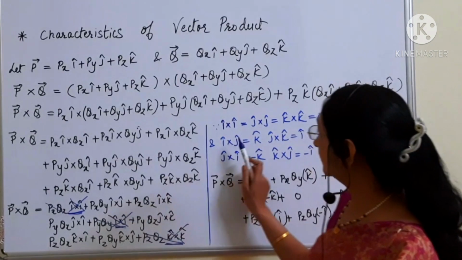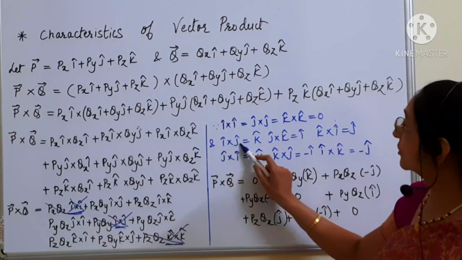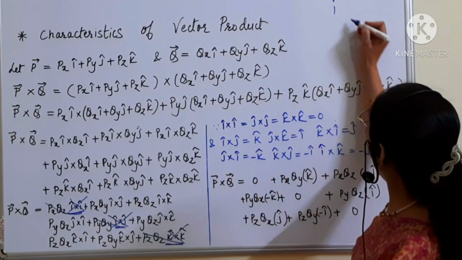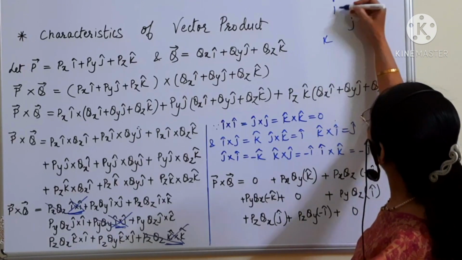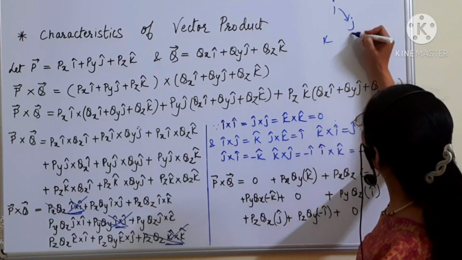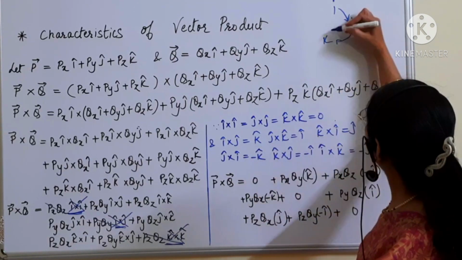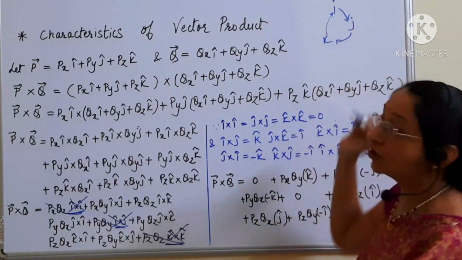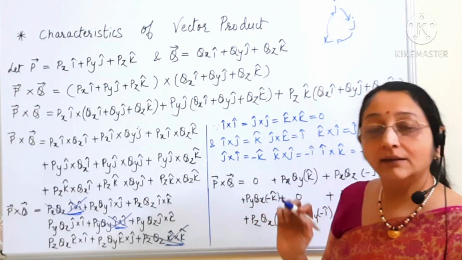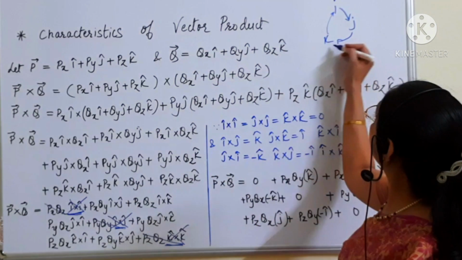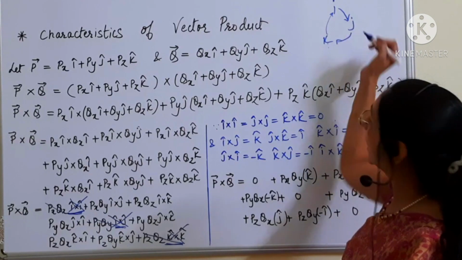Now the next is i cross j. We have just discussed i, j and k. So i cross j is k. j cross k is i. And k cross i is j. If we go clockwise, it is correct: i cross j is k, j cross k is i, and k cross i is j.